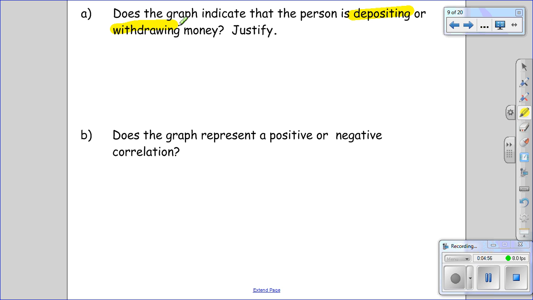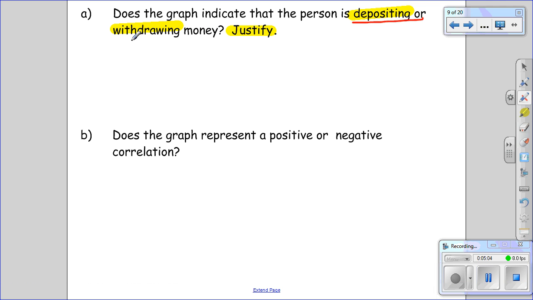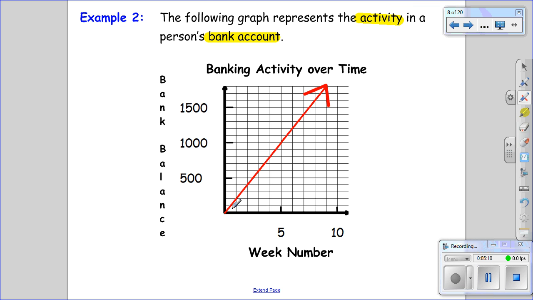Depositing is important, withdrawing, and justify. I want to know whether they're depositing or withdrawing. That's what the question's asking me, and it wants me to justify and give a reason. Let's go backwards. Since the balance is always getting bigger, that should tell me they're adding money to their account, correct?